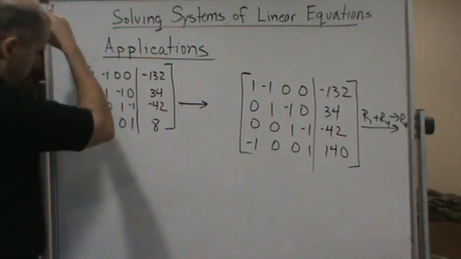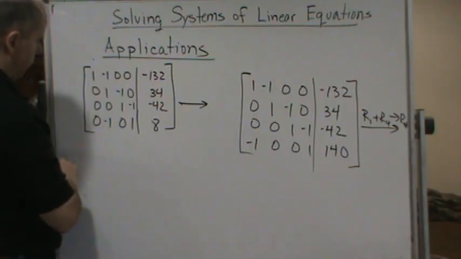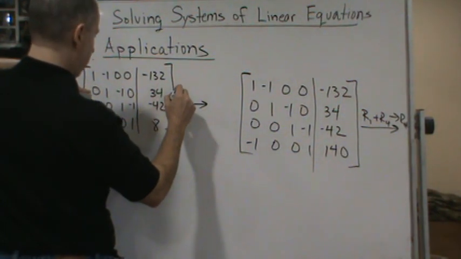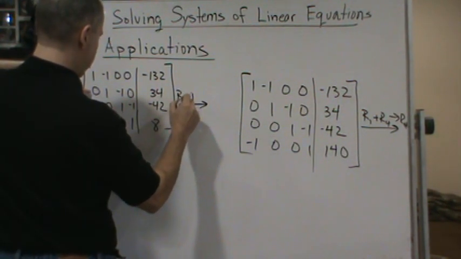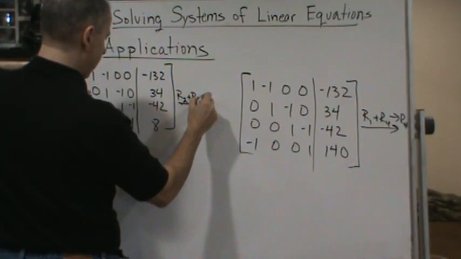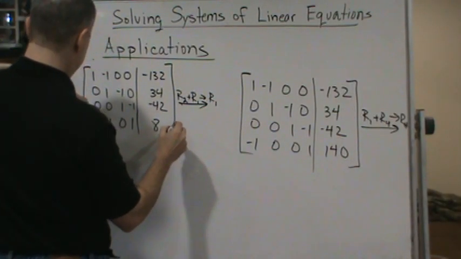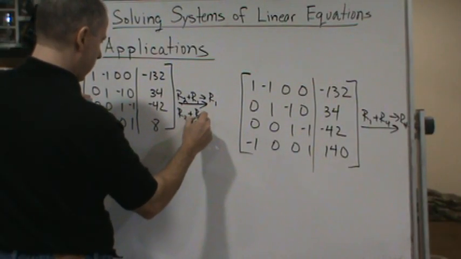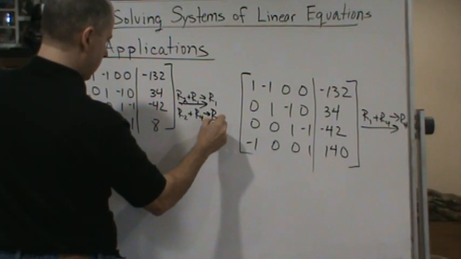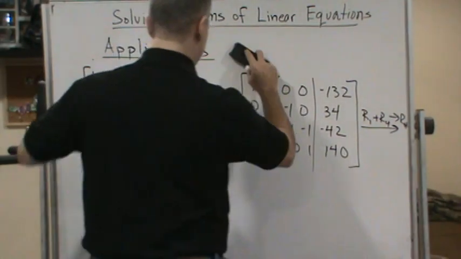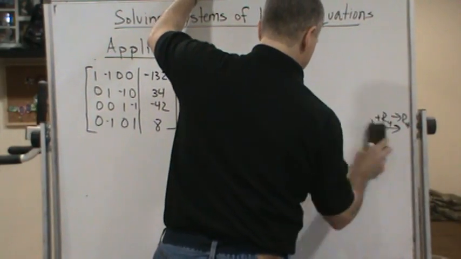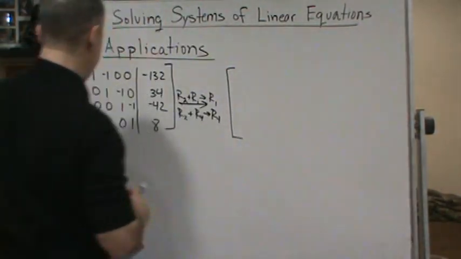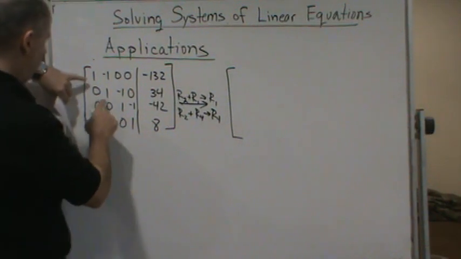And now I'm going to use this one to get rid of these two. Right? So now what I'm going to do is take row 2 plus row 1 and replace row 1. And then I'm going to do row 2 plus row 4 and replace row 4, right? So now I'm going to write that matrix. Okay, so now what happens to row 1?